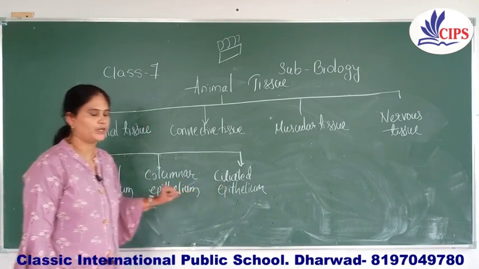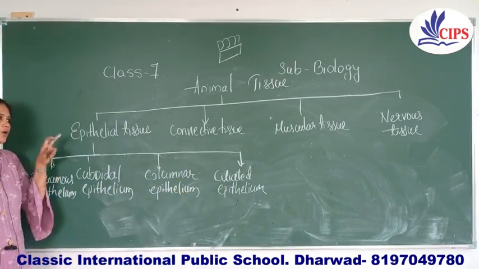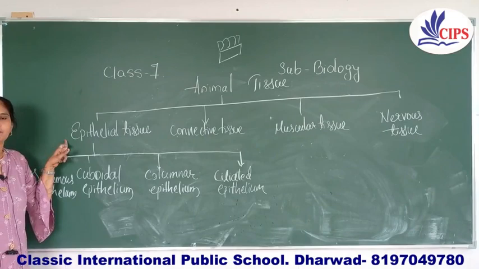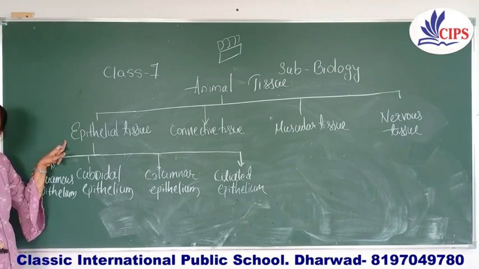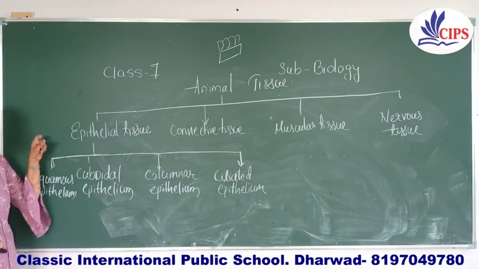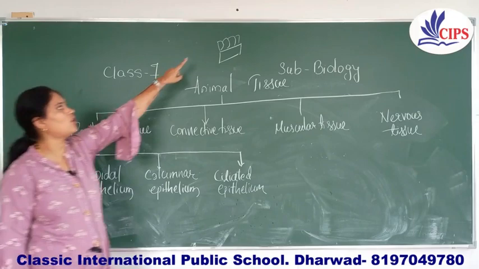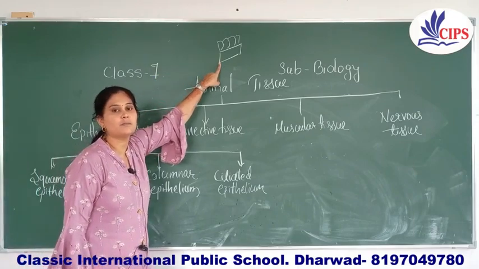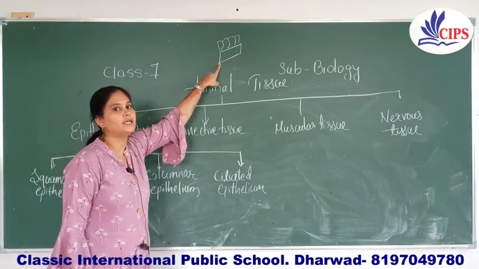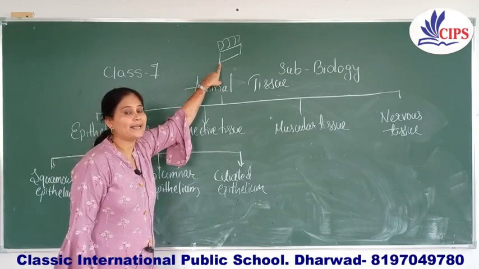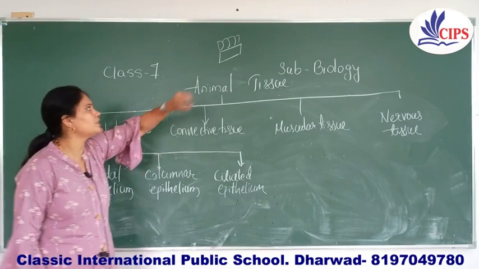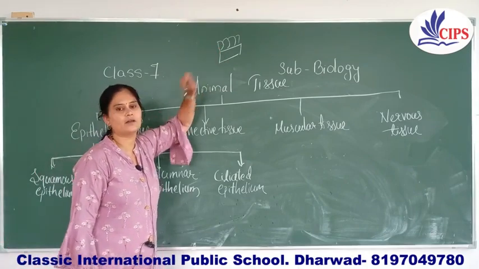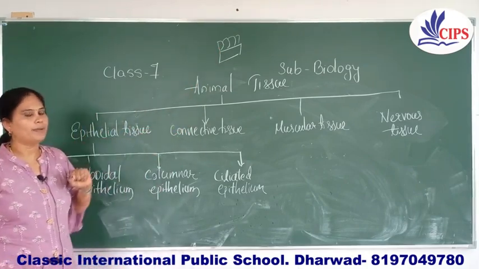So children, what I told right now: epithelial tissues are generally present on the body surfaces, either externally or internally, and all the cells rest on a membrane, which is called the basement membrane. And the location of the nucleus is generally at the center or at the base of the cells.